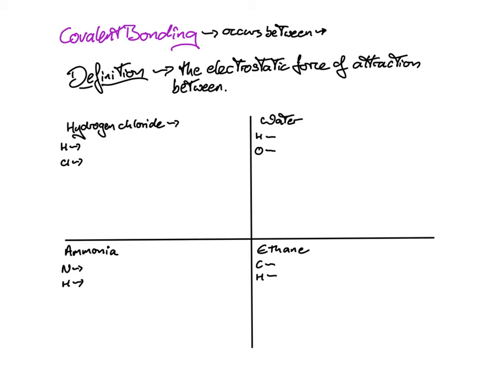Covalent bonding. What does this occur between? This occurs between non-metals. Just non-metals. What makes a non-metal a non-metal? What makes a non-metal a non-metal is its tendency to gain electrons.